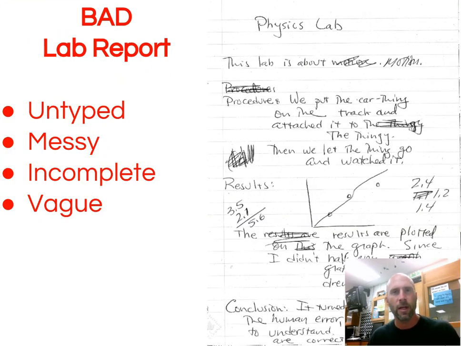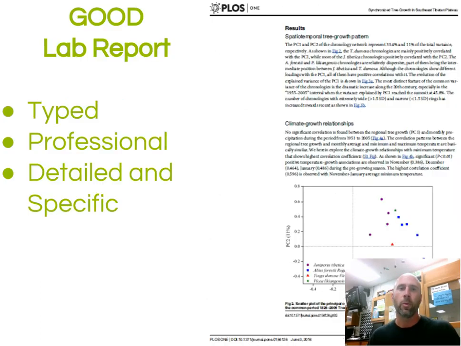I just put in here a bad example and a good example. This would be a very bad lab report. Please don't do this. I'm pretty sure most of our chem teachers would give you a 0 if you did this: untyped, messy, incomplete, vague. This has clearly got lots of problems with it. We're looking for something that's typed, professional, detailed, specific.